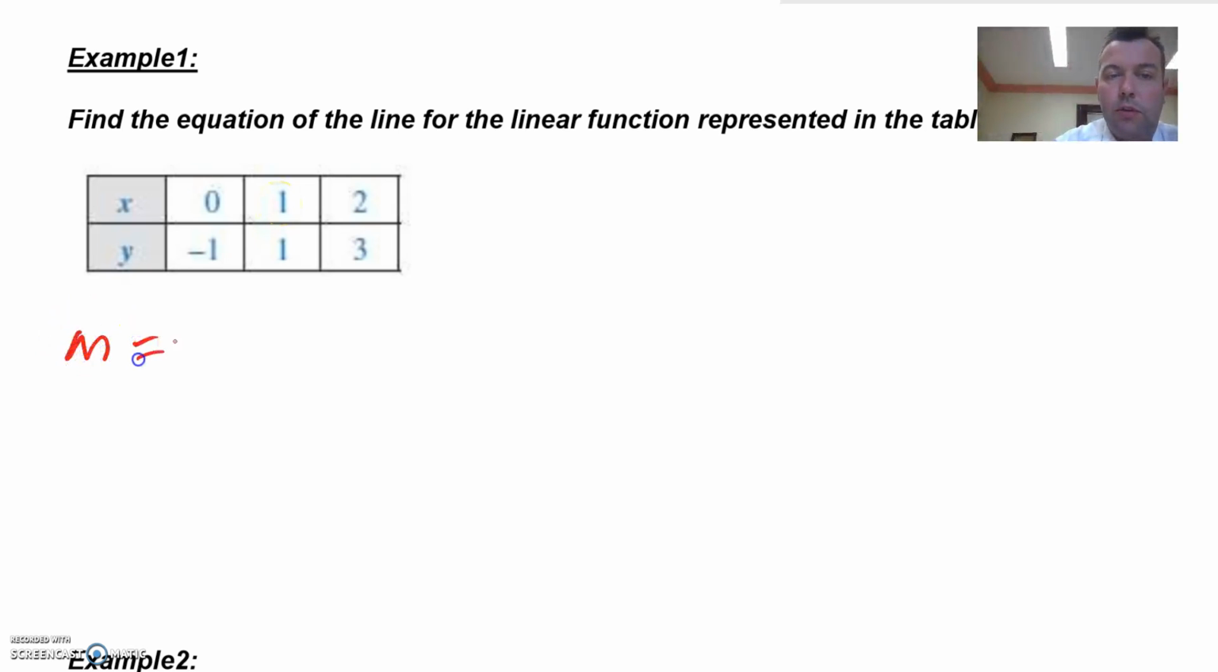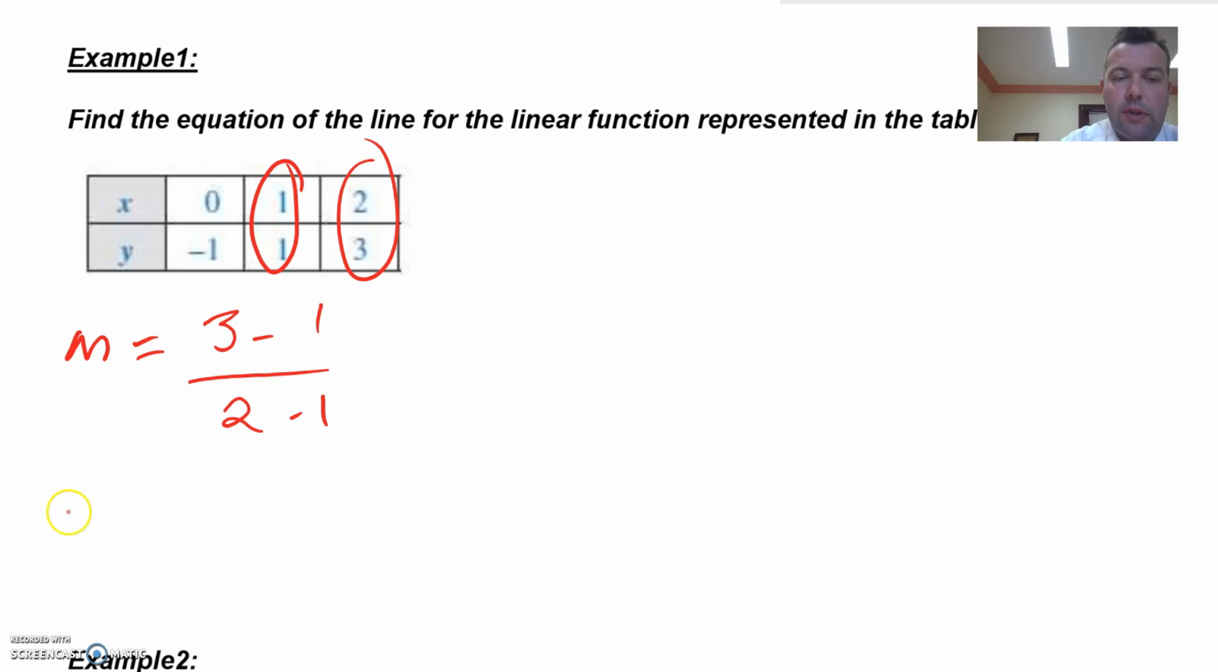M for gradient equals, I'm going to use, I don't like negatives, these points here. So it equals the change in this bottom line, that's 3 minus 1, divided by the change in the top line, that's 2 minus 1, so M equals 2 over 1 equals 2.